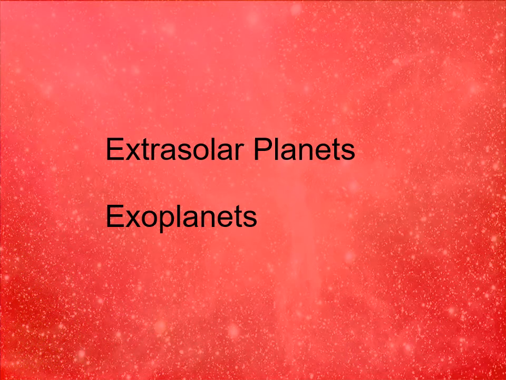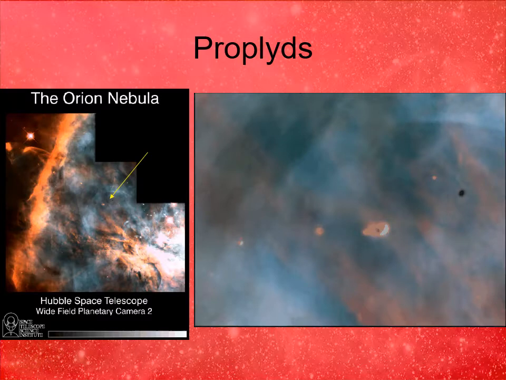So now we want to talk about what's actually going on inside of the proplyd. So we know that the proplyd is this leftover disk of material. It used to be an accretion disk. It's now left over after the star has formed, so it stopped accreting, but now what's happening is that all this gas and dust is able to clump up and form planets.